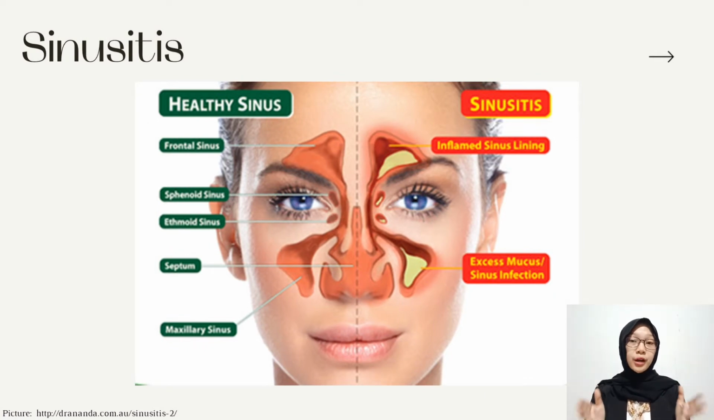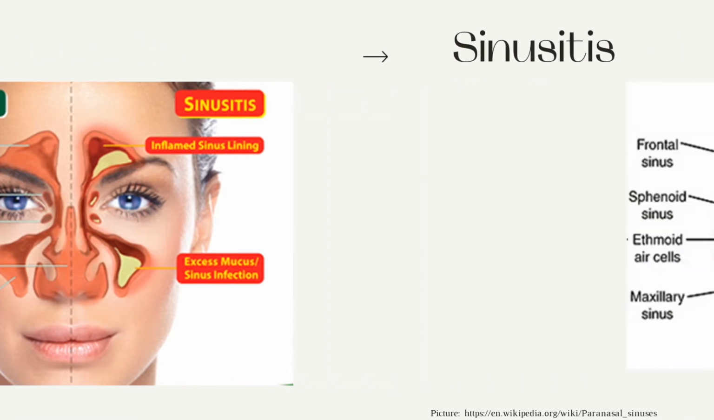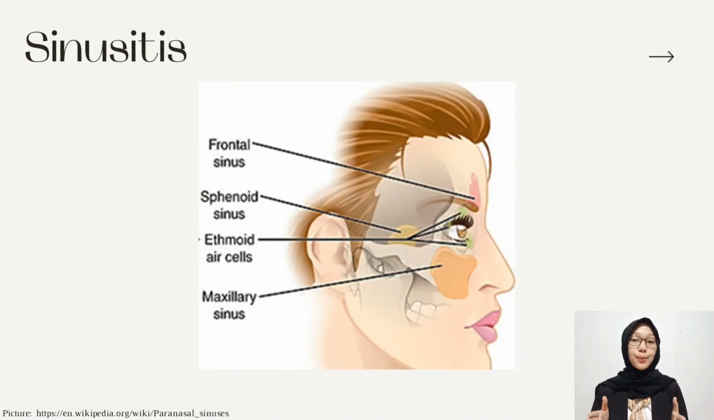Sinusitis is a common health problem because of an inflammation of the mucous membranes lining one or more paranasal sinuses. Unhealthy sinuses are filled with fluid, bacteria, or viruses. You can see in the picture. A sinus is a small cavity that is connected through the airways called ostia. There are 4 locations of sinus, as you see in the picture. There are frontal sinus, on the back of the forehead bone, sphenoid, ethmoid, and maxillary, inside the cheekbone structure.